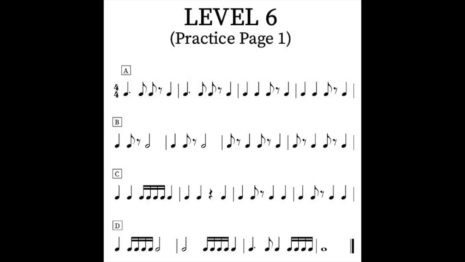Shall we do it one more time? Let's do it one more time together. You're doing really well. This is hard stuff, and you're just doing really well. Keep at it. A, 1, 2, ready, go.